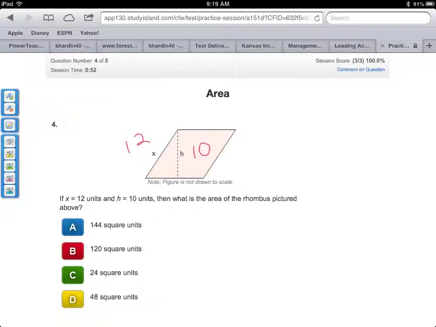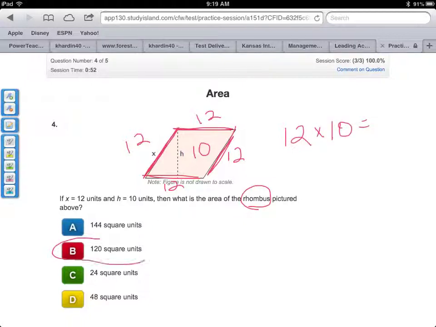The reason I paused is because X is over here and you're saying, but Mrs. Harden, that's not the base. The secret about a rhombus is that all 4 sides are the same length. So that means this side is 12, this side is 12, and this side is 12. So what we need to do here is still take 12 times 10. That's going to give us 120 square units. So the answer is B.